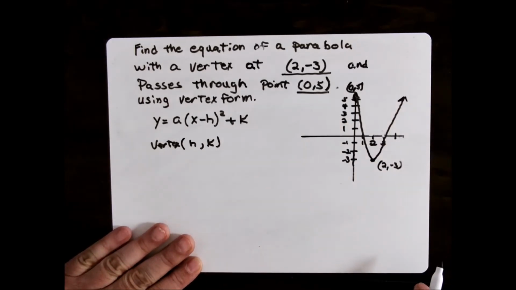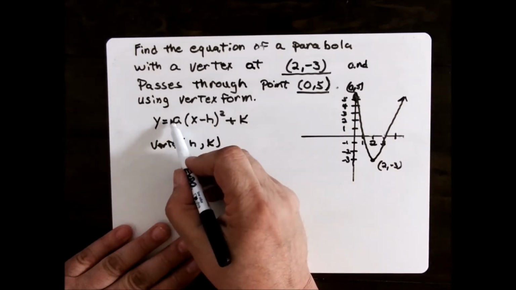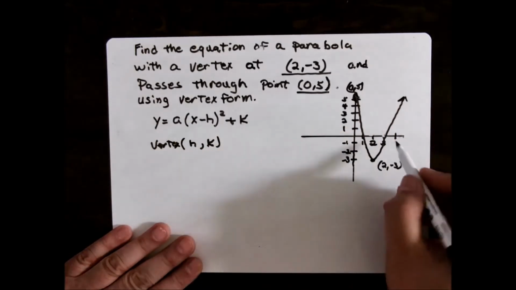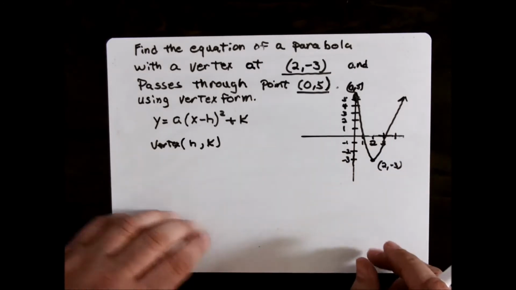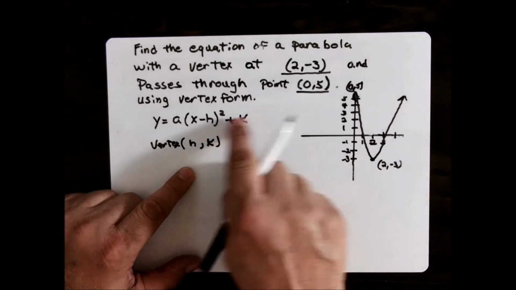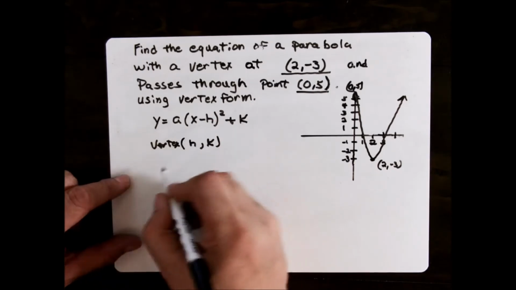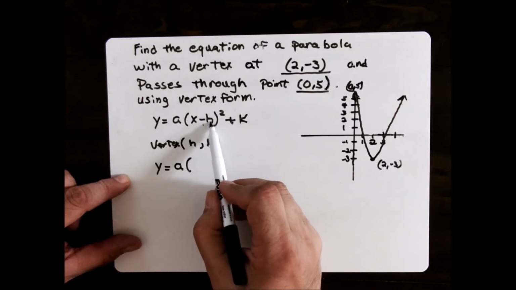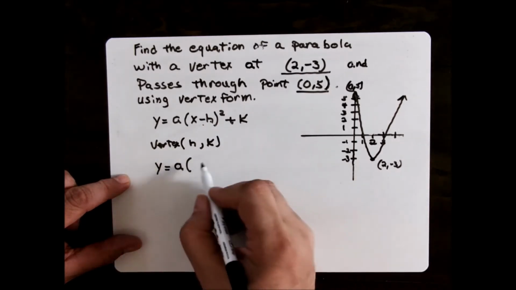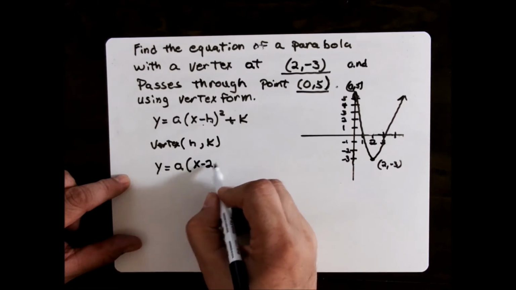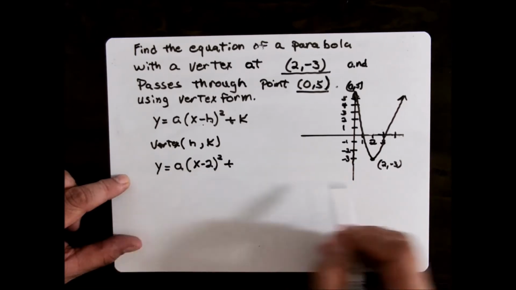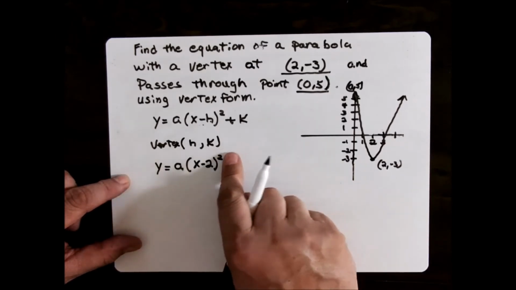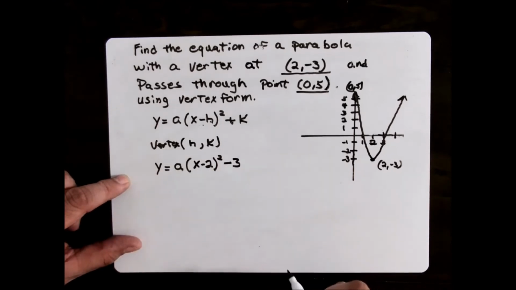So when we know it opens up, that means this a term out here is going to be positive because it's opening up. If it was negative, then it would open down. Okay, so we know our vertex is at (h, k). So we look at our formula here. We still have to find the a, but right now we know that y equals a, and remember, h in this case is 2, so it's going to be (x minus 2) squared plus, and our k is -3.